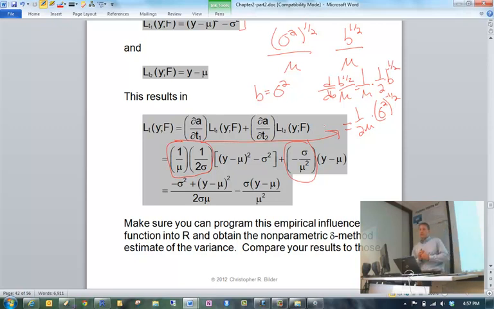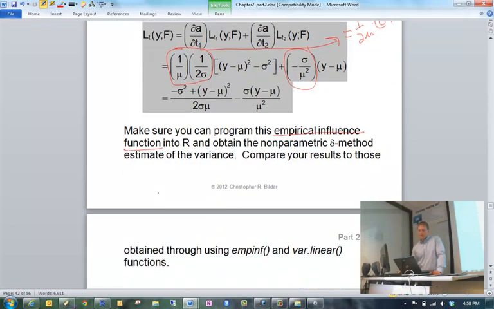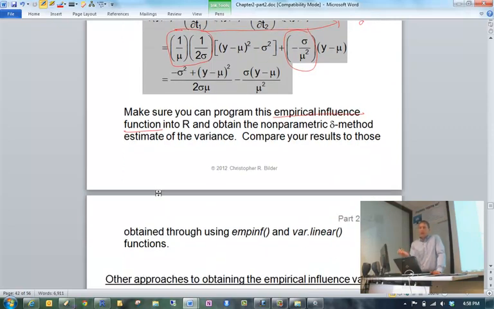Now, what you should do on your own, make sure you can do this, is to program into R code such that you can calculate the empirical influence values. Obviously, you need to know what the empirical influence function is, and then also use that to obtain a non-parametric delta estimate of the variance. Make sure you'll know when your answers are right if they match up with empi.inf and var.linear.